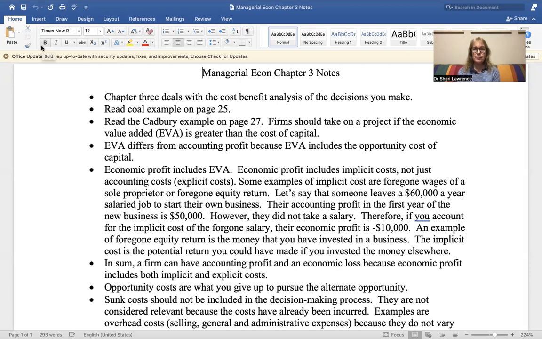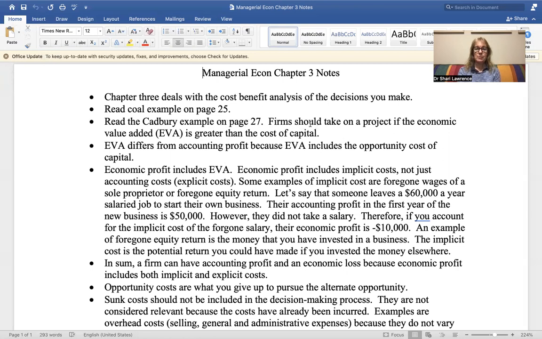So basically, for any decision that we make, we should be doing some kind of cost benefit analysis. And if the benefits outweigh the costs, then we move forward with that decision. So make sure that you read the coal example, that's a really interesting example on page 25. And also the Cadbury example on page 27 that deals with employee housing, which is really interesting.